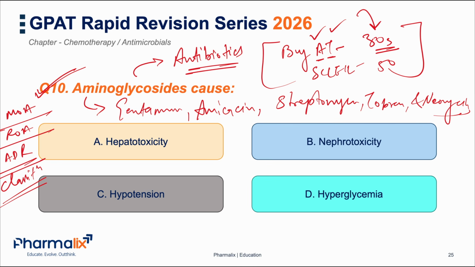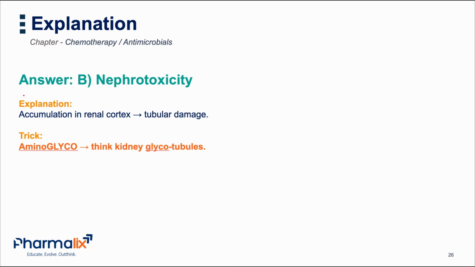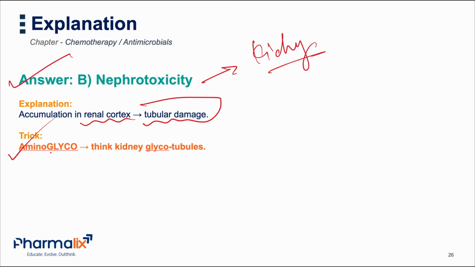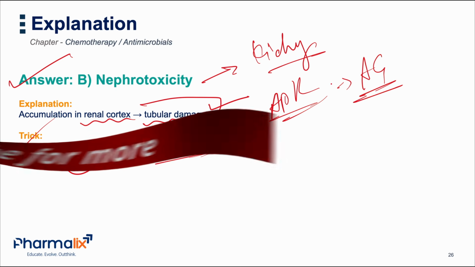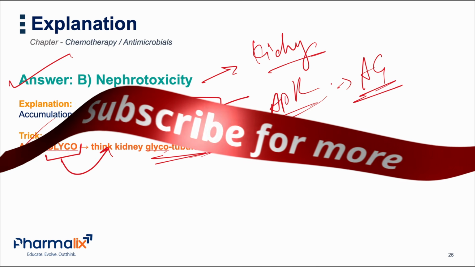Okay. So for aminoglycosides, the correct answer would be nephrotoxicity. So they are toxic to the kidneys. Accumulation in the renal cortex causes tubular damage. So think of the kidney as glycotubules. They damage these tubules, and there we can understand the ADR related to these antibiotics called aminoglycosides. So with this, I would sum up this video.